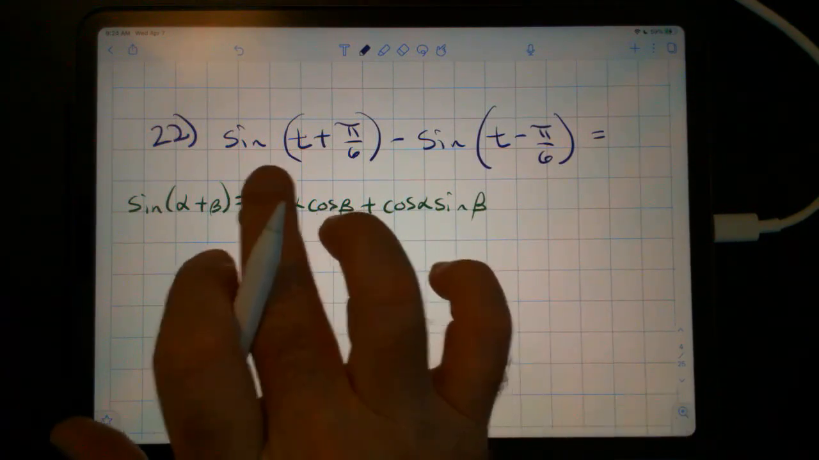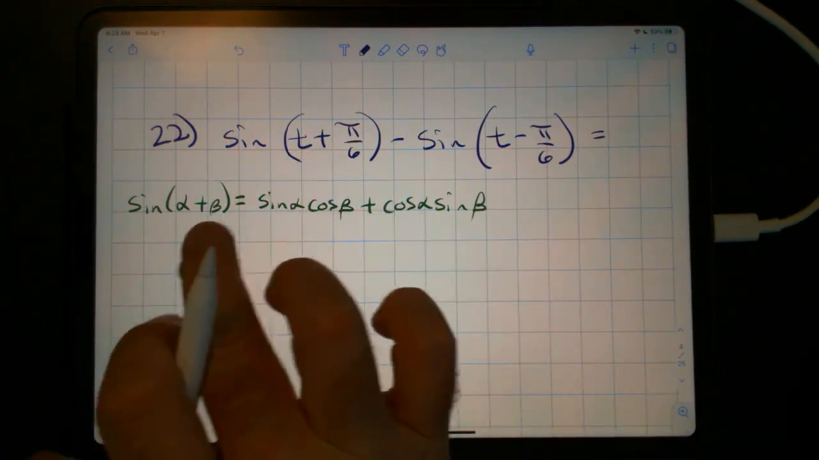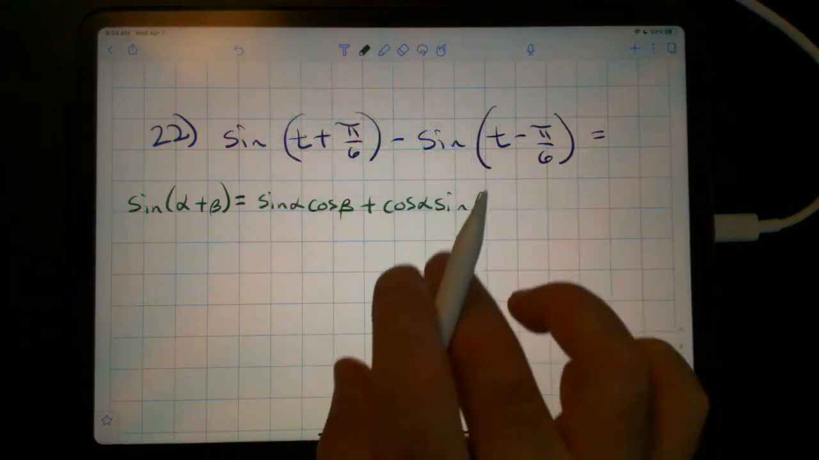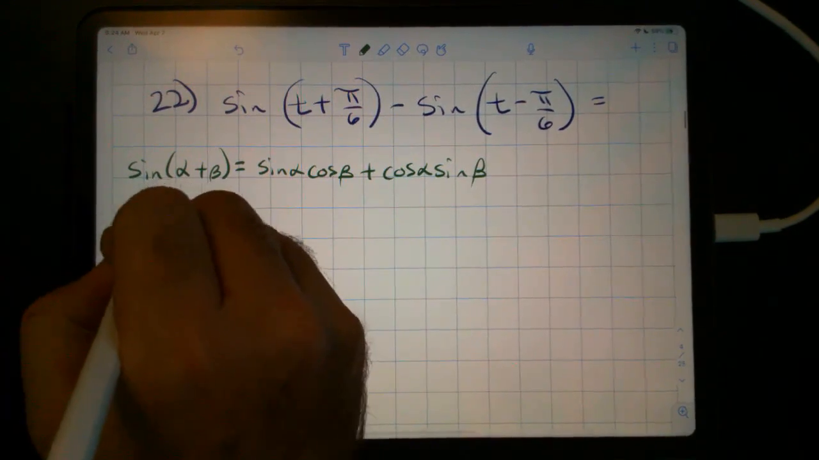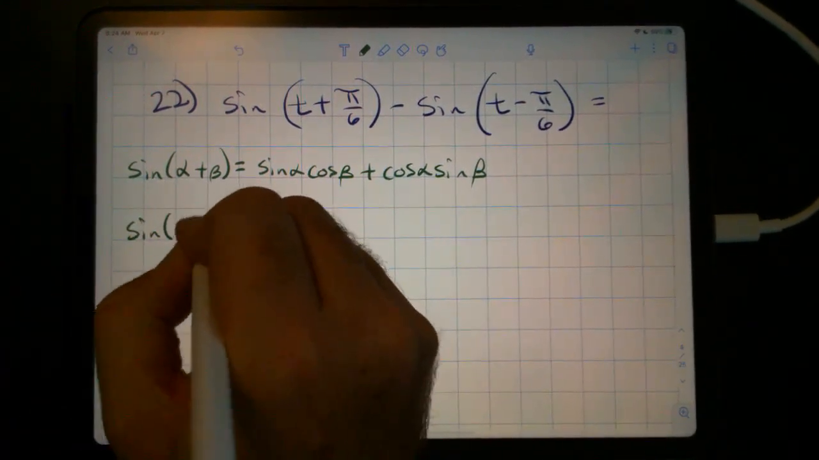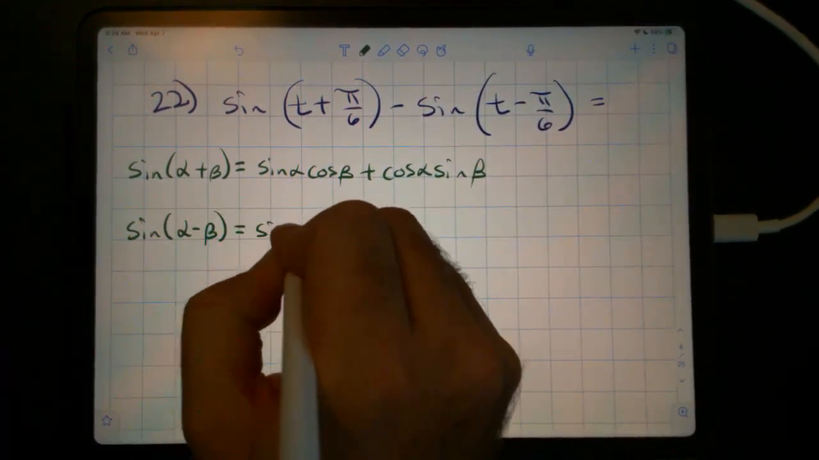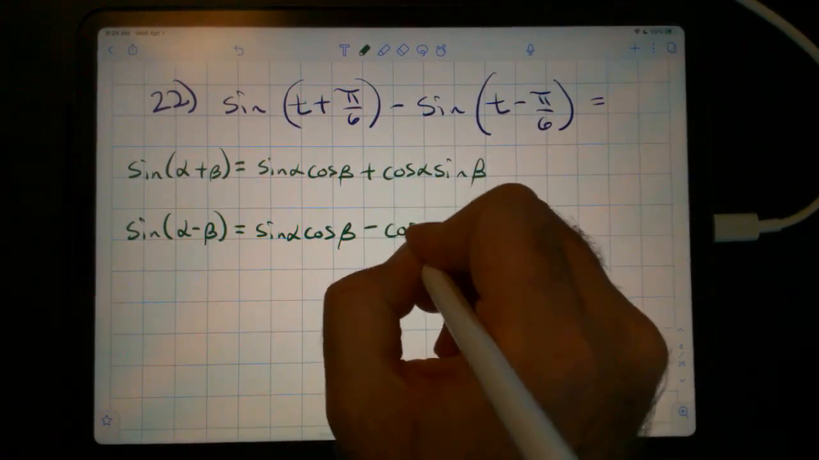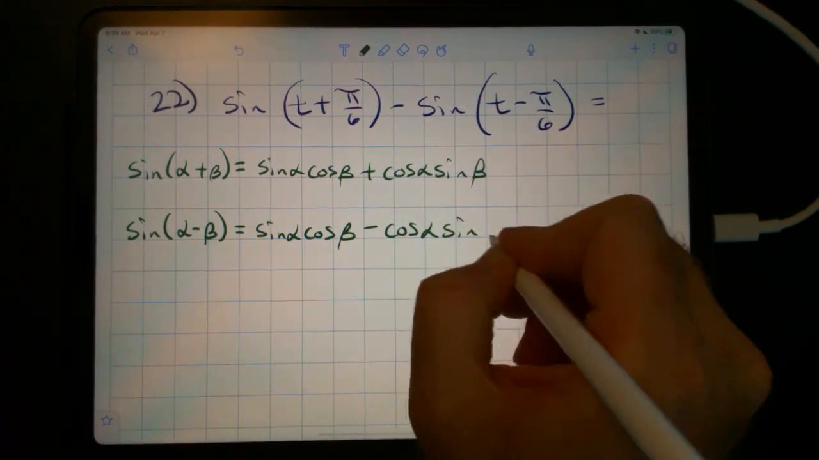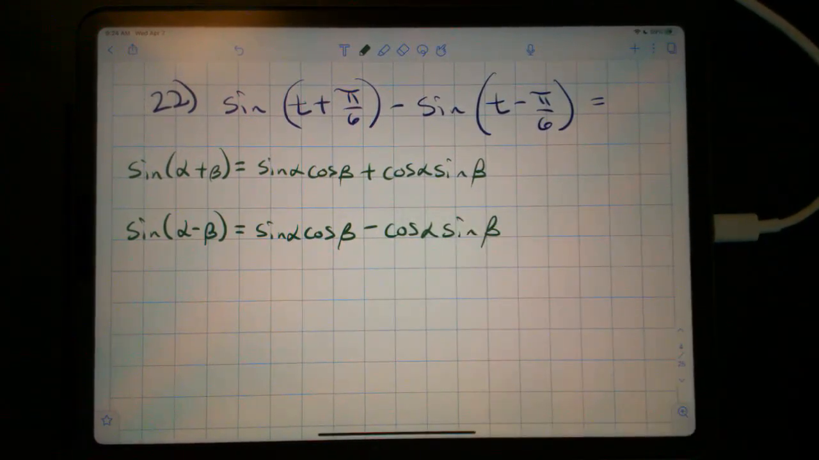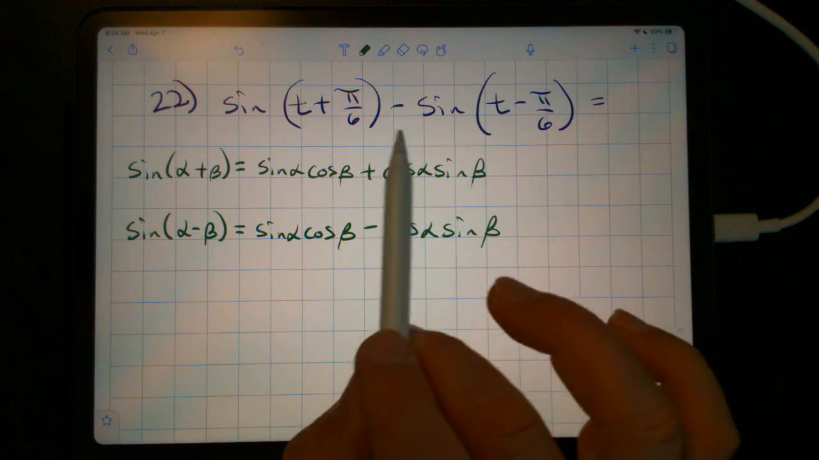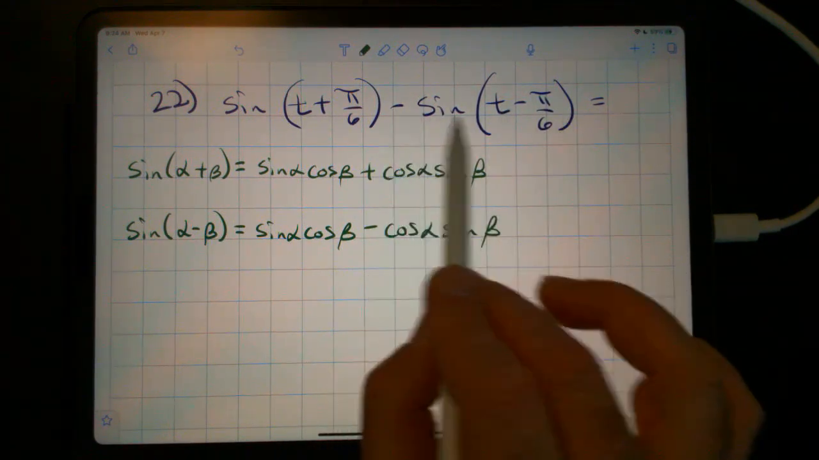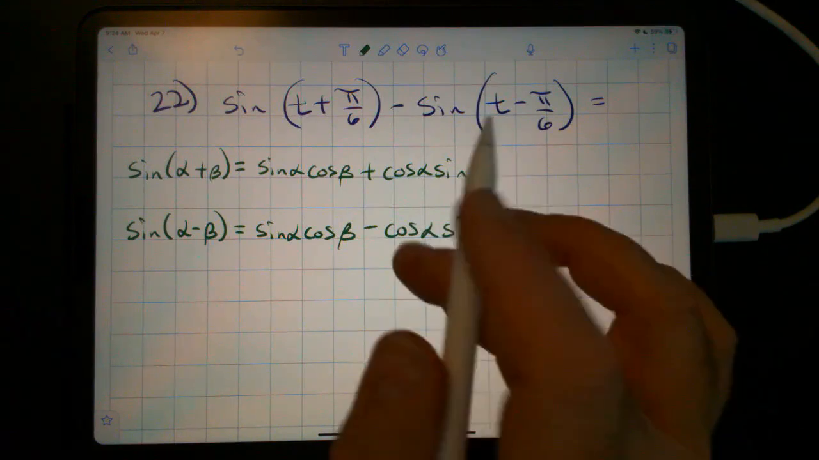For 22, we have sine of a sum, which is going to be this expansion, and then minus sine of a difference. And sine of a difference is, okay. We will be subtracting all of this. Don't forget to distribute your negative.